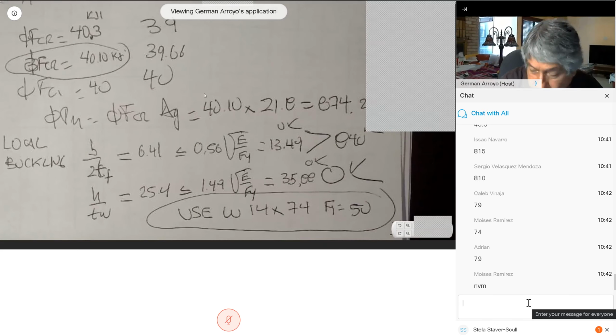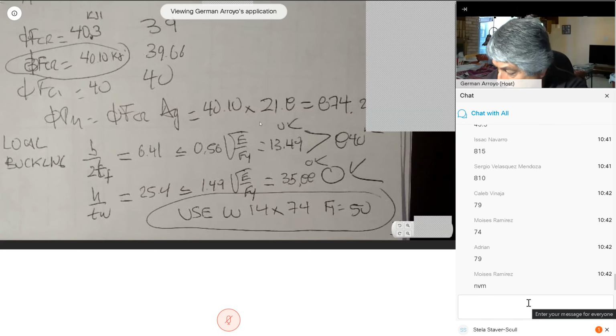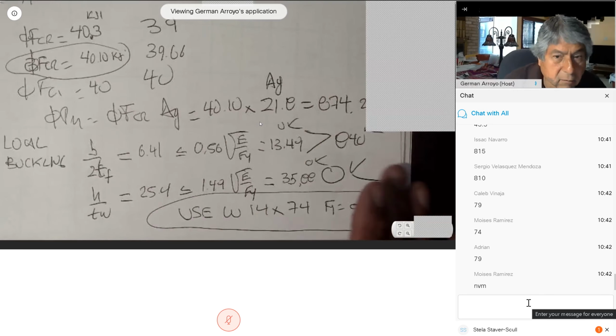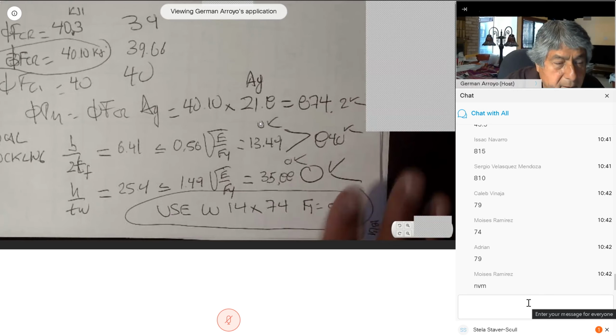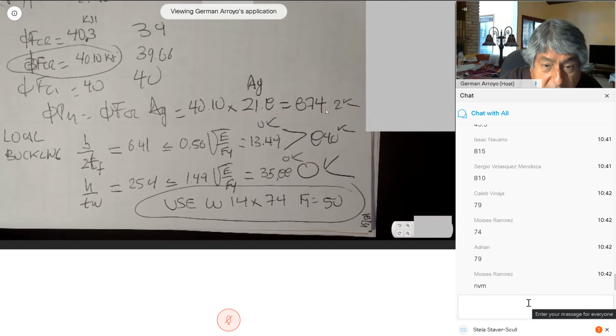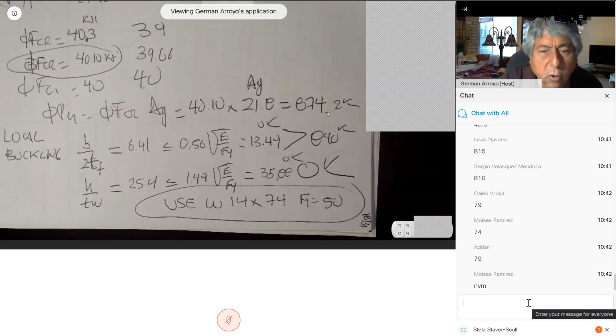40.10 times this gross area gives me 874.2. 874.2 is larger than 840. 874 is larger than 840 I'm designing for. So this tells me that the section is good. I need 840, 874, and we try to get as close as we can to the number.